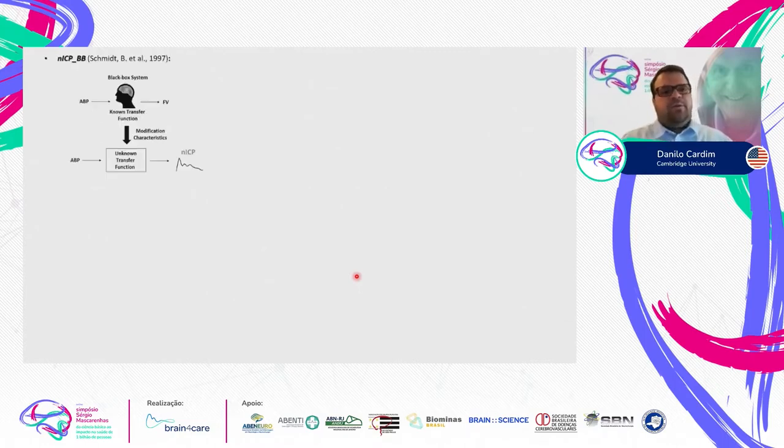So to start with, during my PhD, I had the opportunity to work with several methods, and the first one is based on a so-called black box system. A black box system is basically a method that utilizes a transfer function that tries to elucidate inputs and outputs. For example, here the input to the black box system is the arterial blood pressure, and the output is the cerebral blood flow velocity using transcranial Doppler ultrasonography.